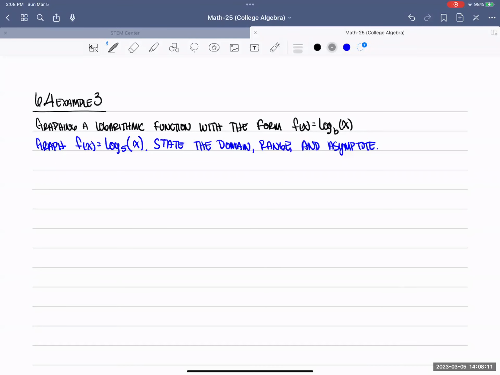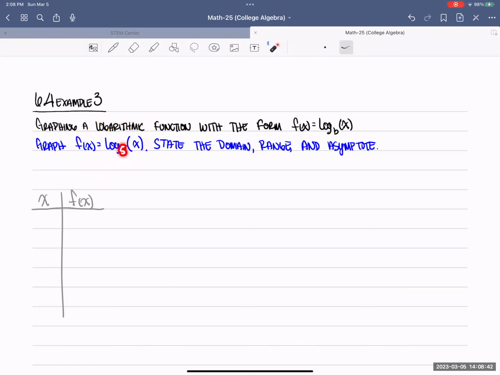Section 6.4, example 3, graphing a logarithmic function with the form f of x is equal to log base b of x. So graph f of x is equal to log base 5 of x. State the domain, range, and asymptote. All right, so we could always graph these using some key numbers. And key numbers are just going to be numbers that work best for our equation.